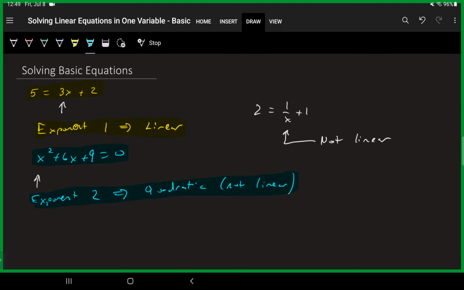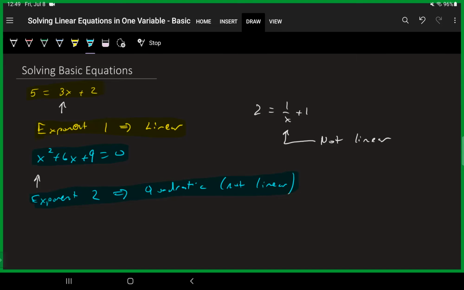My second example that's highlighted in blue, there's only one variable, which is x. It's represented twice in this equation. It's x squared plus 9x plus 9 is 0. And since I have a squared term here, the exponent is 2, and that's actually what we call a quadratic equation that is not linear.